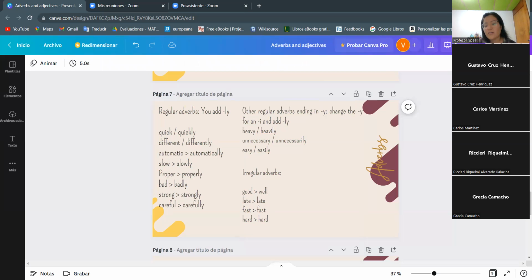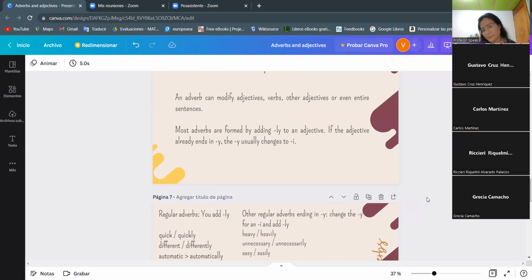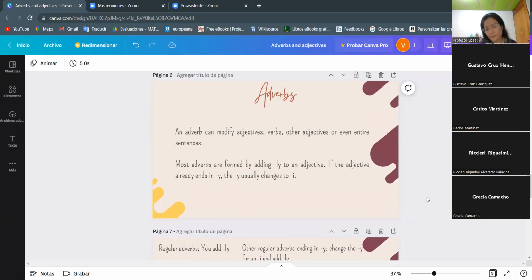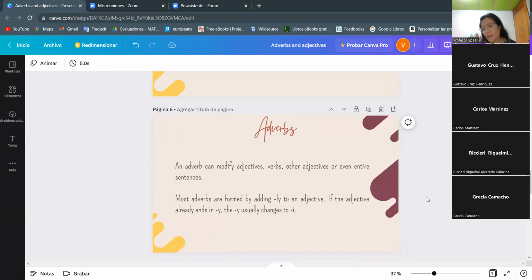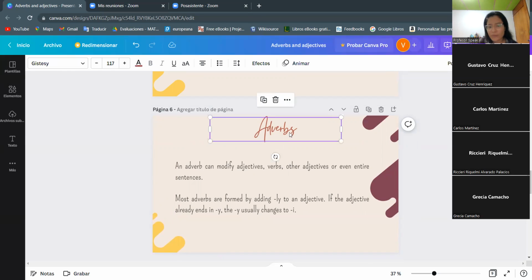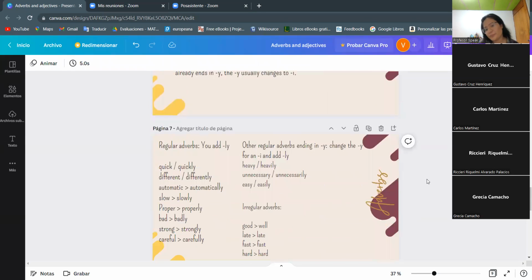Okay. Gustavo, what do you do with regular adverbs? With regular adverbs, you only add ly. Okay. Carlos, what if the adverb ends in Y already? Could you repeat, please? Yes. What do you do if the adjective, sorry, ends in Y and you want to make it an adverb? Add la.